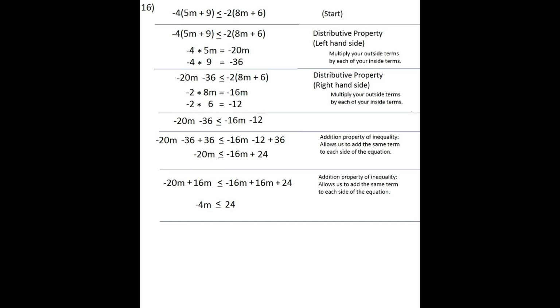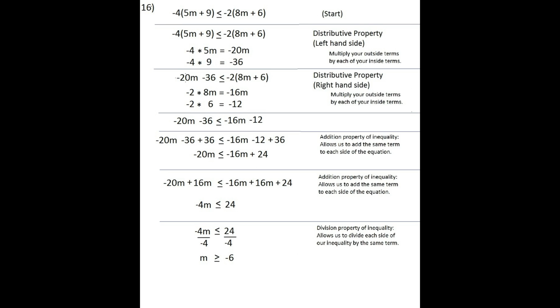Now, negative 20m plus 16m is less than or equal to negative 16m plus 16m plus 24. We're going to add 16m to both sides. Now, in this particular case, because we have that negative 16m term on our right-hand side, we have to add again. Sometimes you have to add twice in a row to get your terms to where you want them to be. So in this case, we have negative 4 is less than or equal to 24.